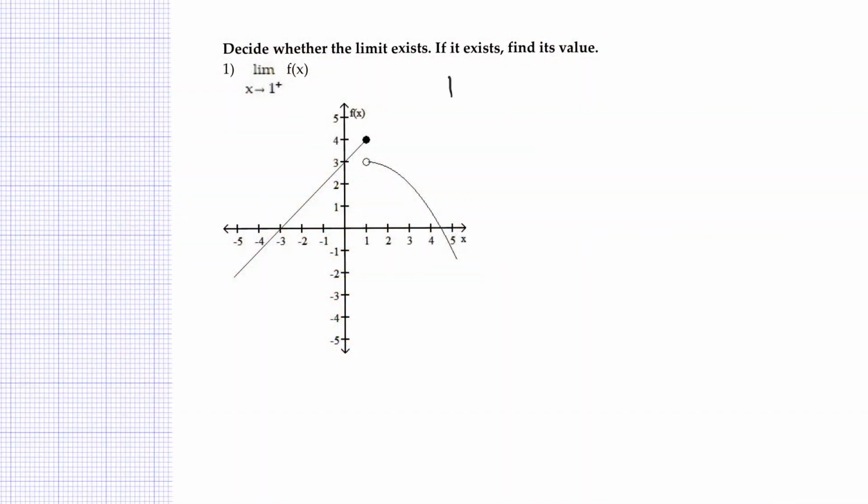Decide whether the limit exists. If the limit exists, find its value. Limit as x approaches 1 from the positive side of the function f of x, shown here in the graph. As x approaches 1 from the positive side, meaning x is greater than 1.